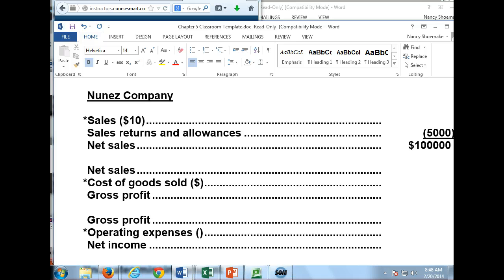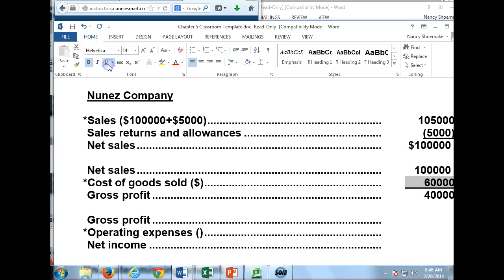So how can we determine what our total sales are? Can't we take our 100,000 plus our sales returns and allowances? And we know that our sales should be 105, right? Isn't that pretty easy? Our net sales we know are at 100,000. And does it tell us what our gross profit is? 40,000. What does that mean our cost of goods sold needs to be? 60.